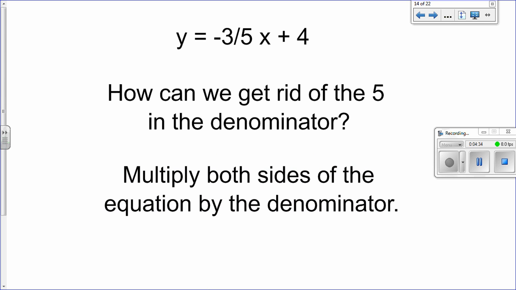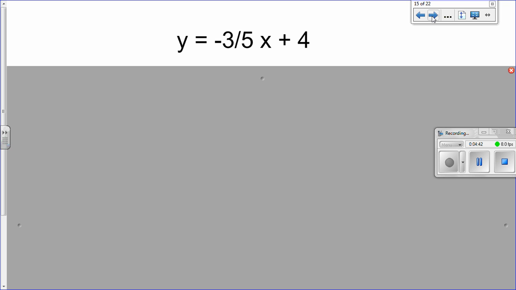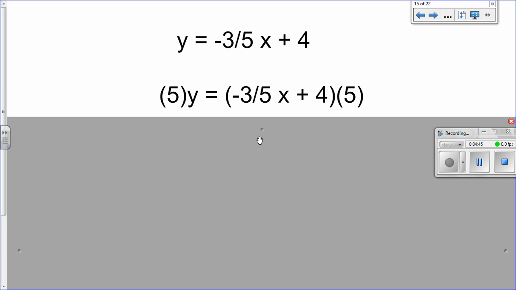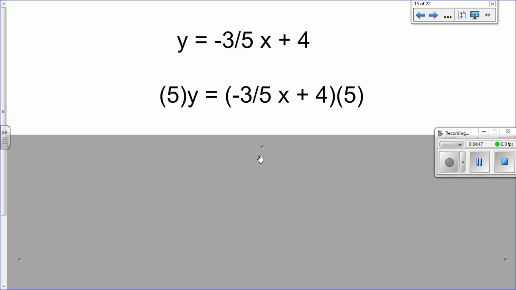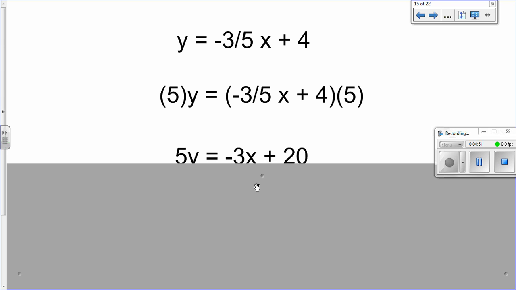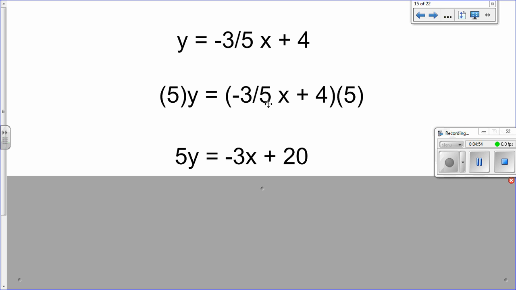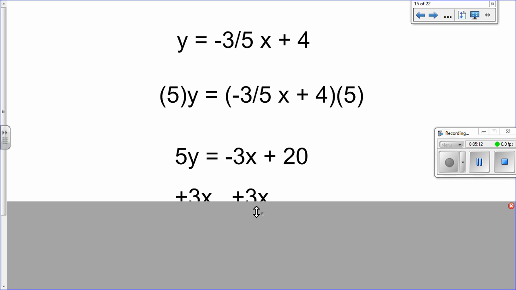You want to multiply both sides of the equation by whatever number is in the denominator. So in this case, we would multiply both sides by 5. And remember from your fraction work and distributive property, the 5 is going to get lost. It's going to go away because it will cancel out when we multiply this 5 times it. So we're going to be left with negative 3x. And then we have to distribute and share the 5 with the 4 as well. So we get negative 3x plus 20 on the right side. Left side just becomes 5 times y.